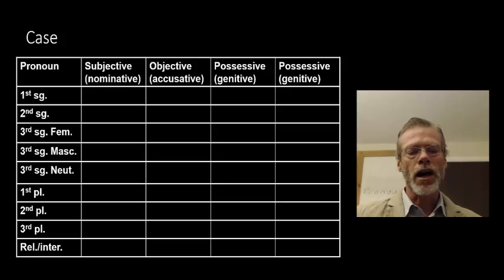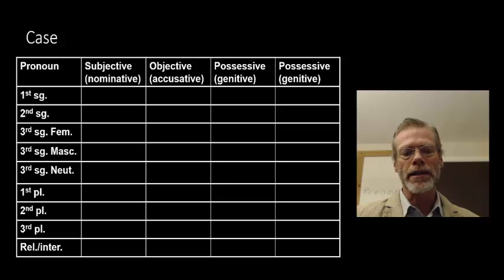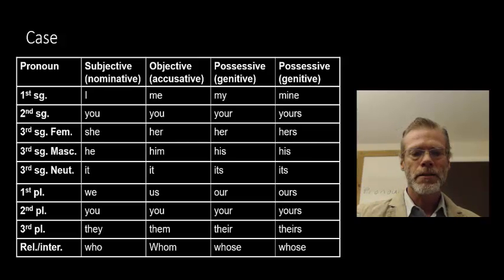Okay, then we've got singular and plural, SG for singular, PL for plural. And then with the third person singulars, we also distinguish gender. So we have feminine, masculine, and neuter in English. And then finally, we have relative interrogative. So here's the table filled out.